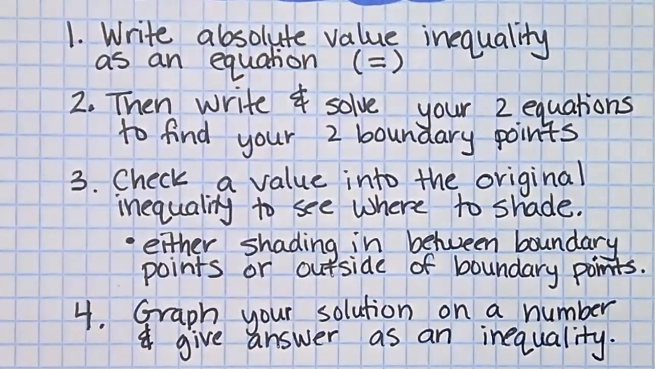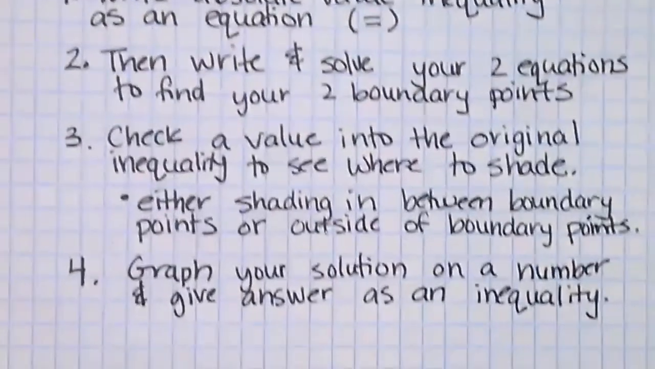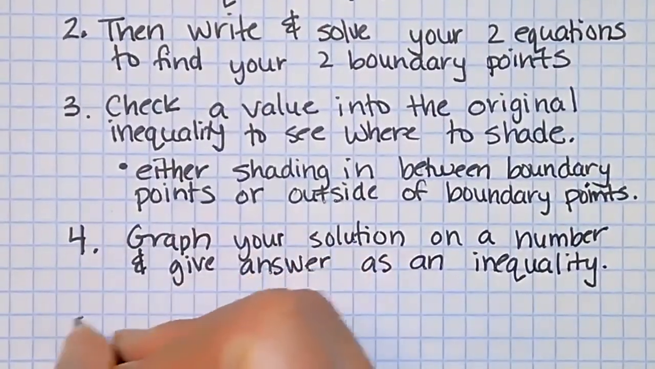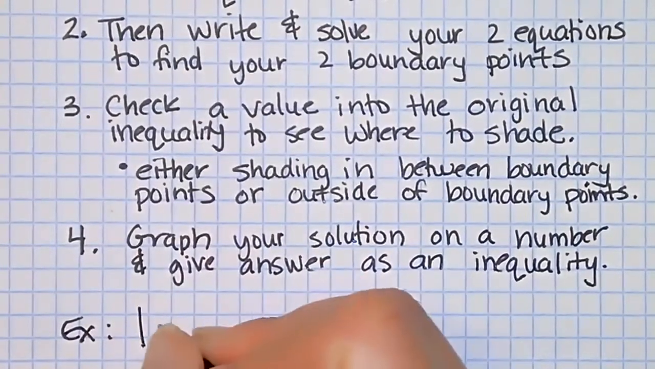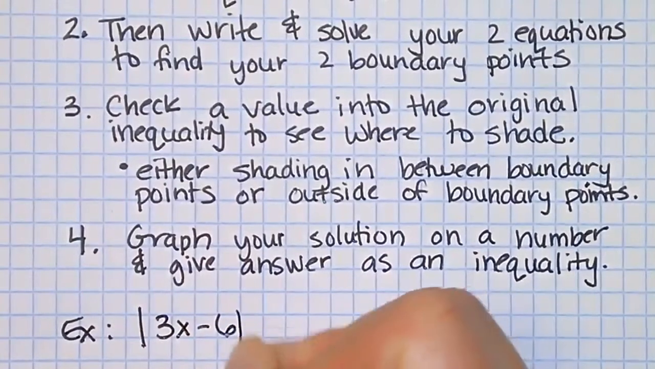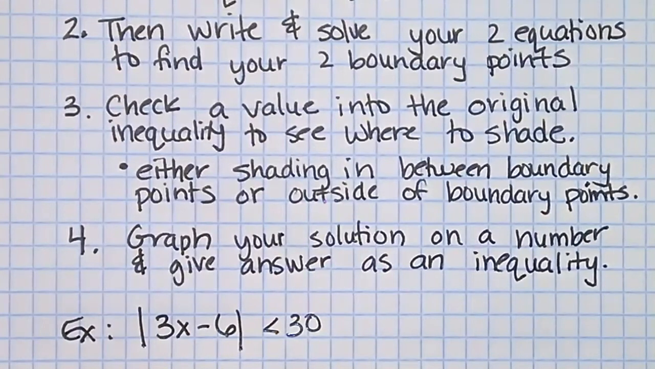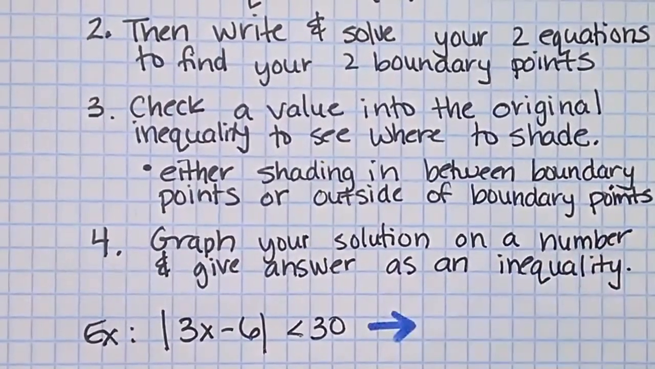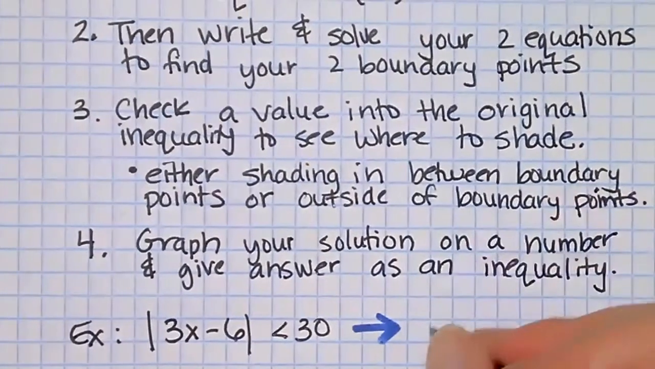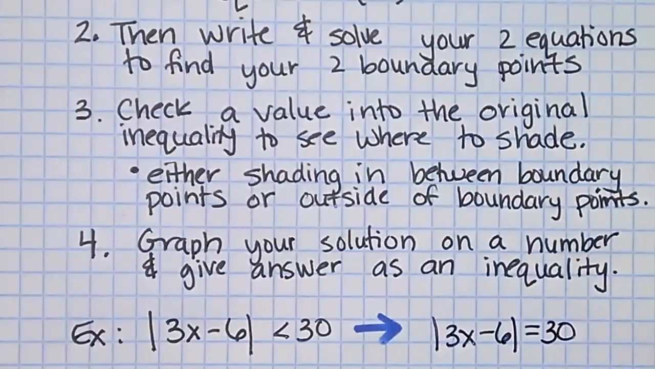Okay, so let's jump into an example. Our first example, let's say we have the absolute value of 3x minus 6 is greater than 30. So what we're going to do first is think of this as an equal. We're going to rewrite it as the absolute value of 3x minus 6 is equal to 30.